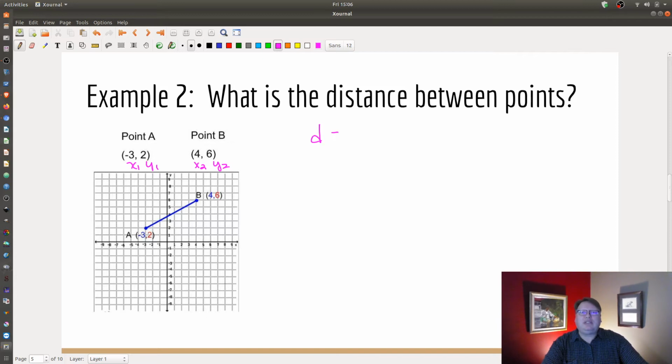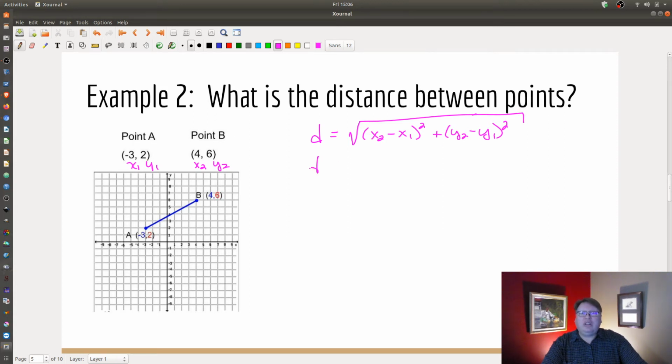We got distance equals the square root of x2 minus x1 squared. By the way, guys, it doesn't matter which x I put first here because I'm squaring it. So if I do x2 minus x1 or x1 minus x2, it does not matter. Not on this formula. And then I get y2 minus y1 squared.